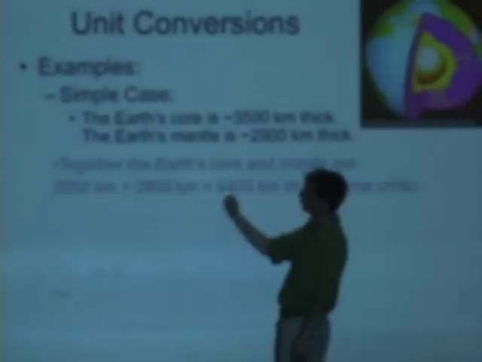Okay, so let's say we want to know the total thickness of both the core and mantle of the Earth. We want to add these two distances together. We need to make sure first that they're in the same units. And in this case, we're all set, right? They're both in kilometers. So no worries, we can add 3,500 and 2,900, and the total thickness is about 6,400 kilometers. Which turns out to be almost exactly the radius of the Earth, because all the other stuff, in particular the crust and the oceans, are much, much thinner, less than 100 kilometers.